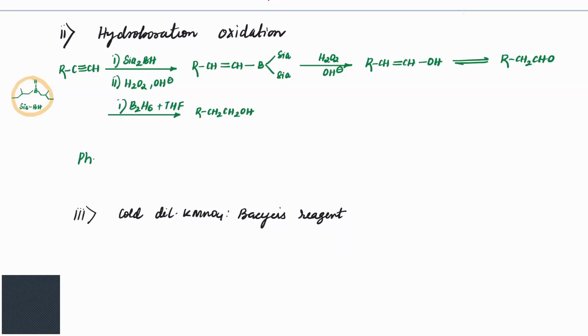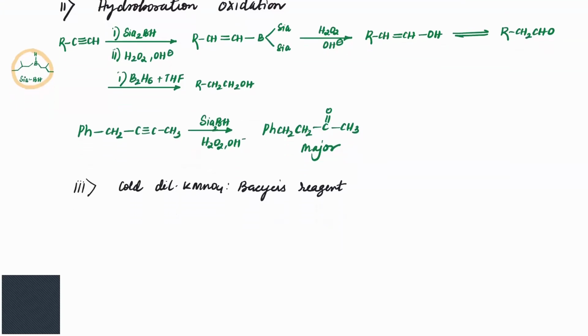So in this case, suppose you have Ph CH2 C triple bond CH3. In that case, if I use SiA2BH and then H2O2 and OH minus, we will notice that this would mostly form CH2 C double bond O CH3. So ketone would be formed here, but the other side will be major. Okay, not more on the phenyl side here. Got it? So where there is less donating side, in that direction you will have more product formation.